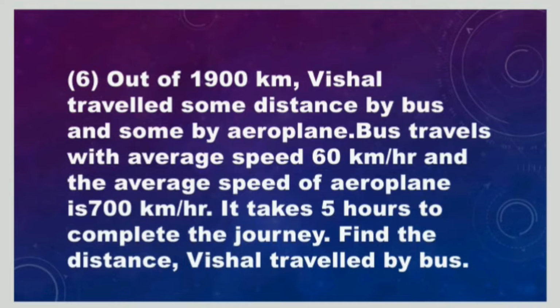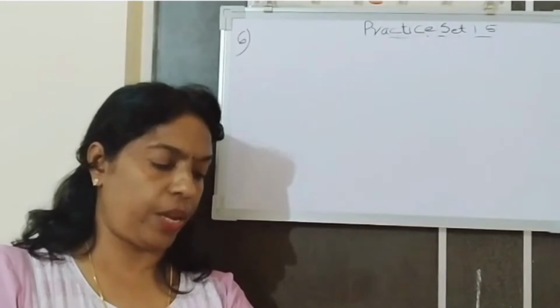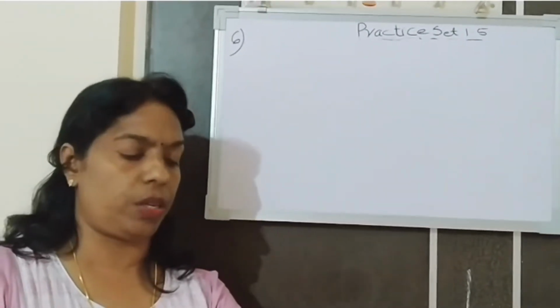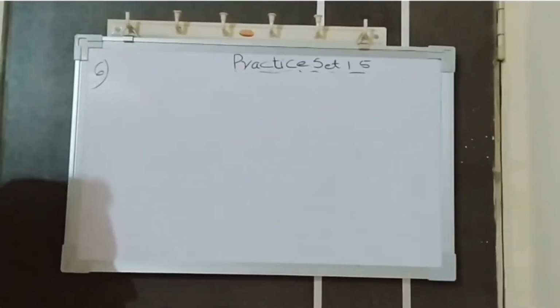Question number 6. Out of 1900 km, Vishal travels some distance by bus and some by aeroplane. The bus travels with an average speed of 60 km per hour and the average speed of the aeroplane is 700 km per hour. It takes 5 hours to complete the journey. Find the distance he shall travel by bus. The total distance covered by bus and aeroplane is equal to 1900 kilometers.